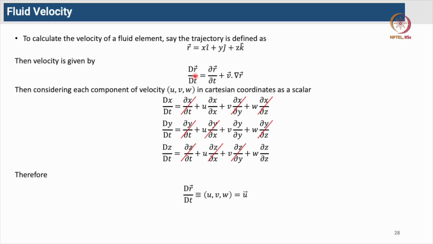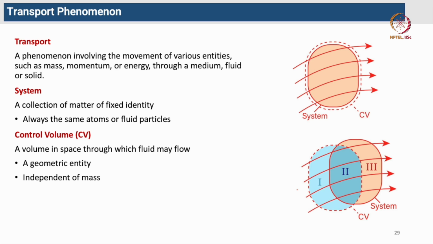So in order to calculate the velocity of a fluid element, if, for example, r is xi, yj, and zk, and you take the material derivative of that, you get this. So in other words, considering each component in the Cartesian as a scalar, you get this particular form. If you look at it, the convective derivative is the acceleration term, basically what we are talking about. Then of course we have the transport.